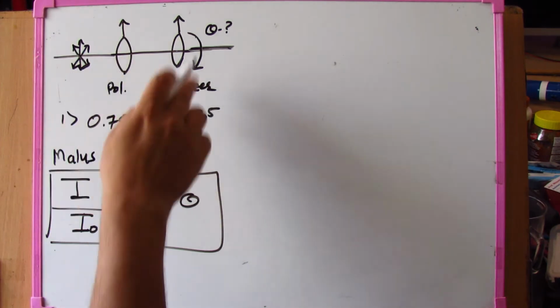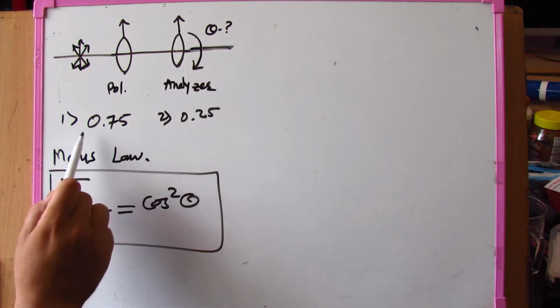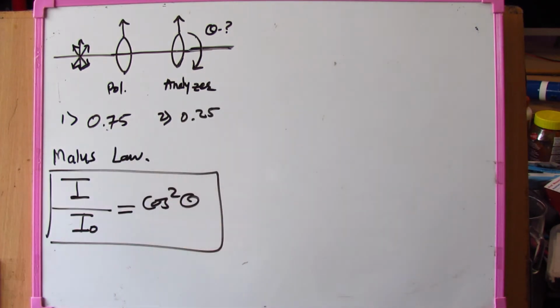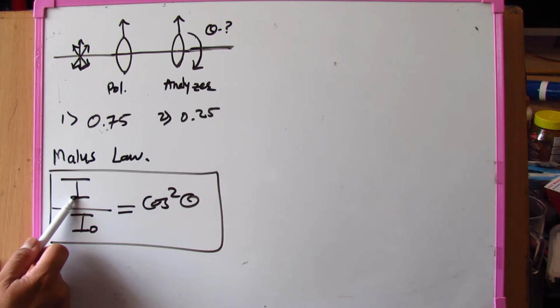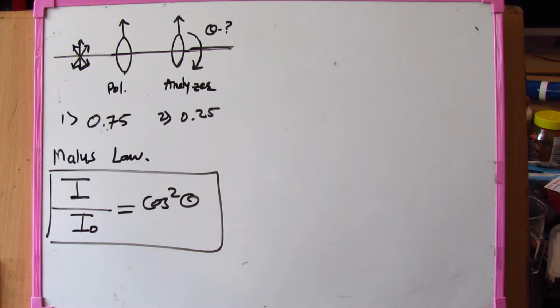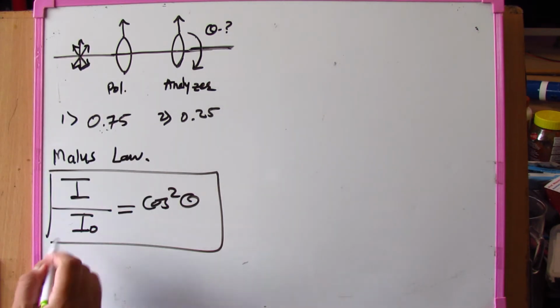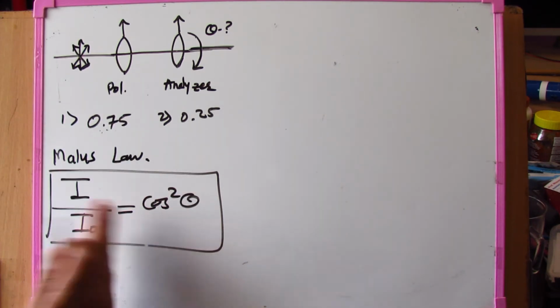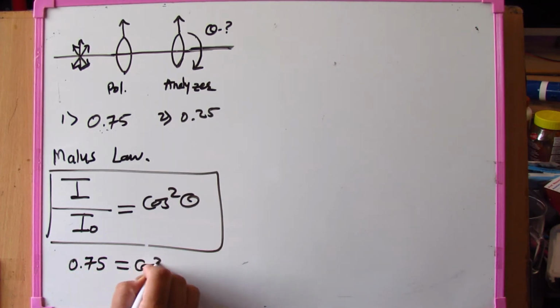So now, what is the question? The intensity received at that side will be 0.75, which is the given information. What is this quantity? This quantity is the intensity received compared to the original intensity. So this 0.75 is nothing but the left hand side of this equation. You can immediately write 0.75 equals cos square of theta.